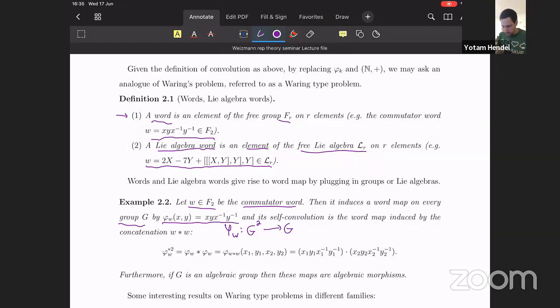I can take the self-convolution of this guy, and this is the same as first concatenating the word to itself and then taking the corresponding word map. For example, taking the self-convolution of the commutator word map with itself gives me the map sending x1, y1, x2, and y2 to the product of the commutator of the first tuple times the commutator of the second tuple.